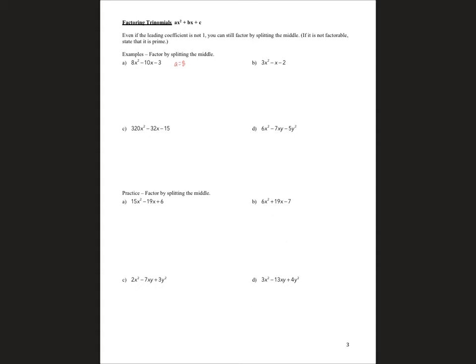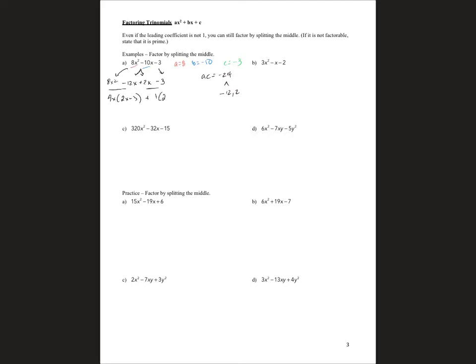A in this case is 8. B is -10. C is -3. AC is -24. Looking for two numbers that multiply to give you -24, but add to give you -10: -12 and 2. Bring first term down. Split the middle term. Bring the last term down. Factor by grouping. Greatest common factor of the first two terms is 4x, leaving you 2x minus 3.